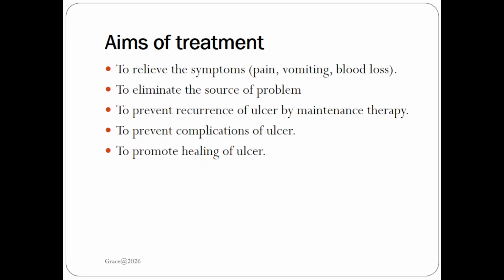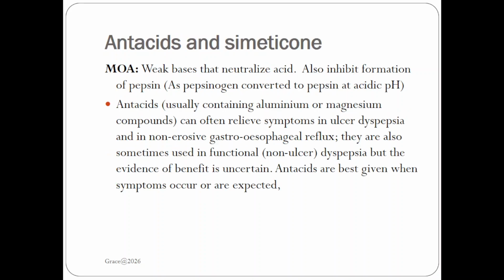Another aim is to prevent complication of ulcer. We want to prevent the complication. We saw the different complications as bleeding, scar formation, dyspepsia. So we want to avoid those complications from coming up. We also look at promoting healing of ulcer. So we are looking at those drugs that inhibit acid production, and one of them is antacids and simeticone. Sorry for that, simeticone.